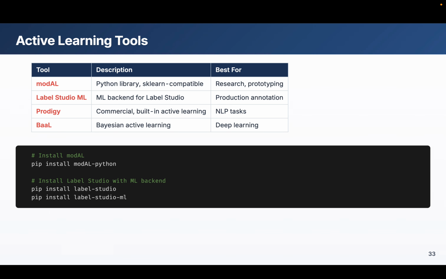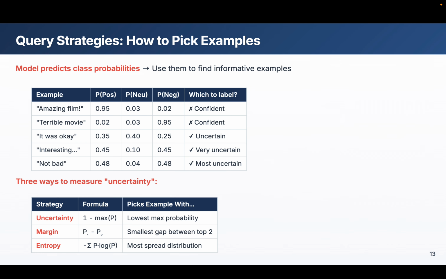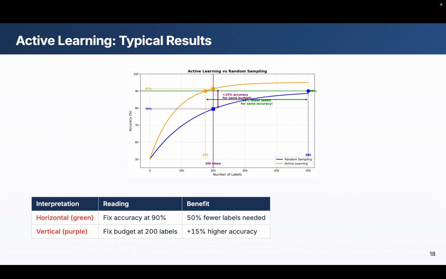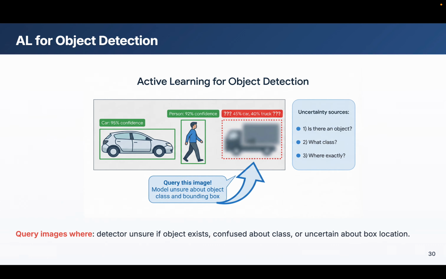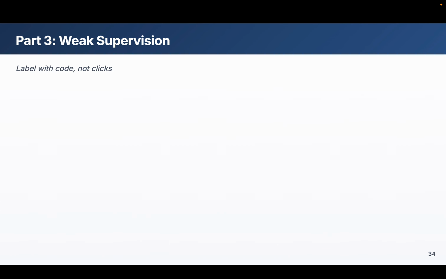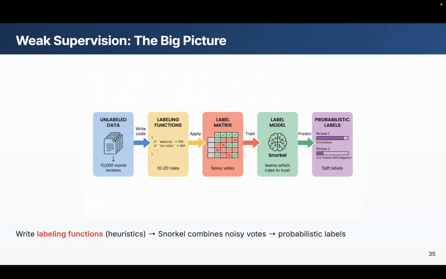That is why we have to consider this specific graph. Something like this. How quickly can you get to the desired accuracy, or for a given set of labels, how quickly can you increase the performance? Other questions in the active learning part? Okay. So next we go on to the second method, which is known as weak supervision.